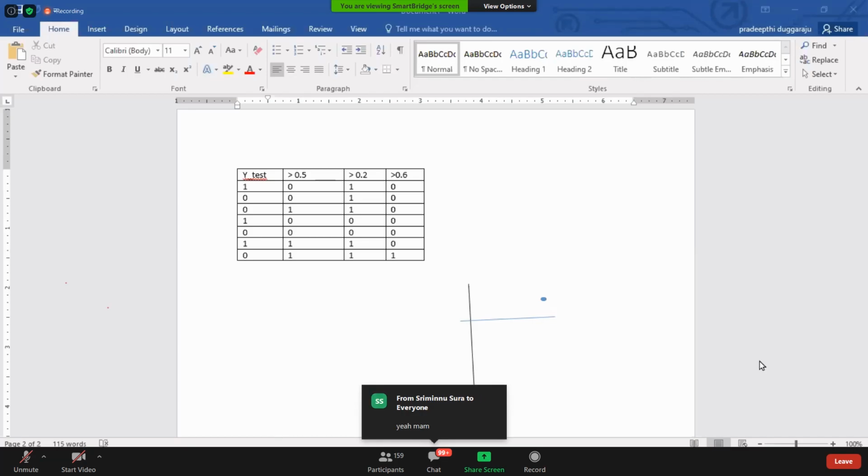Guys, whenever. Ramohan, just check whether the recording option has been given to the participants as well. Someone stopped the recording.